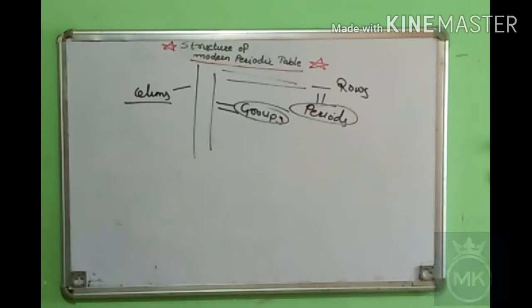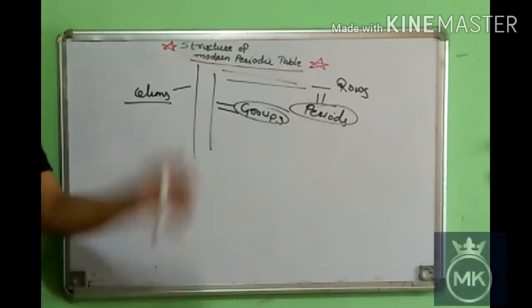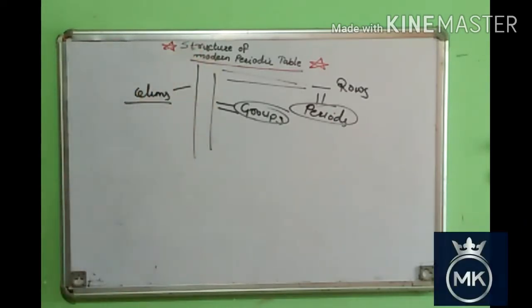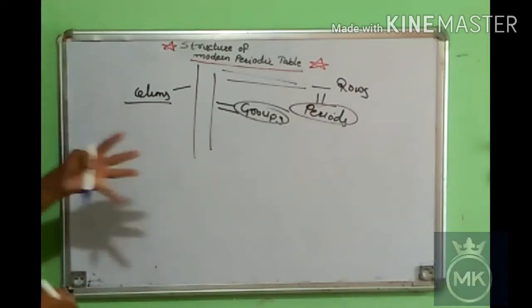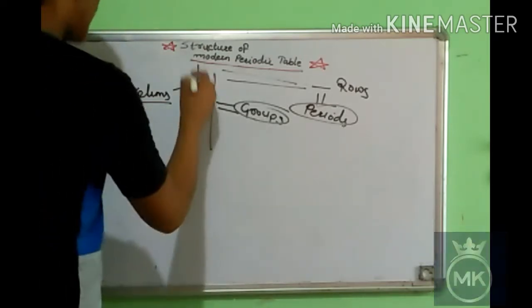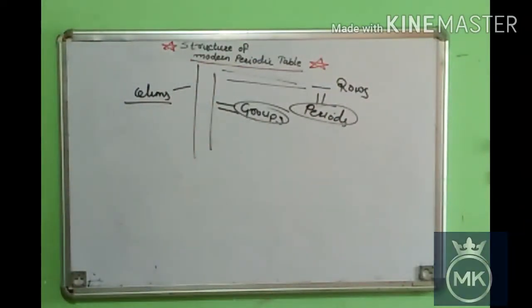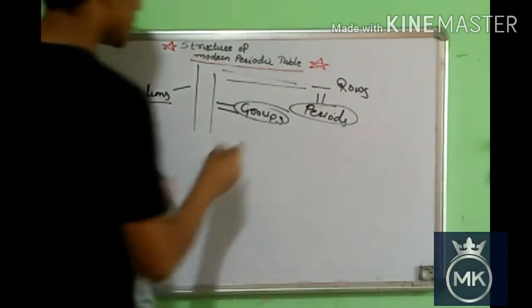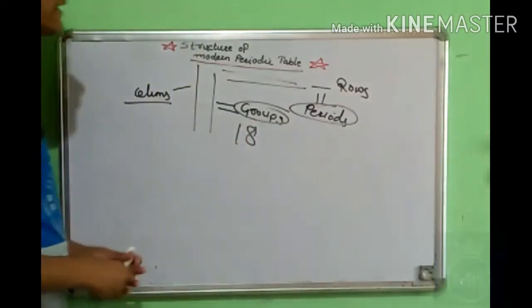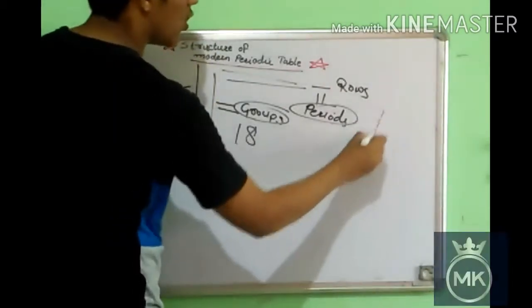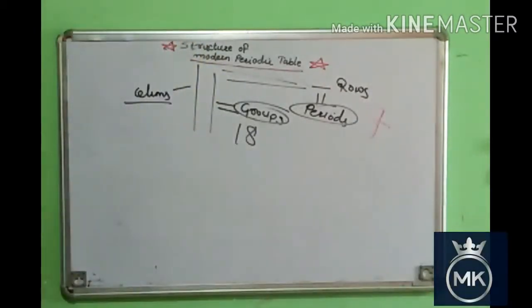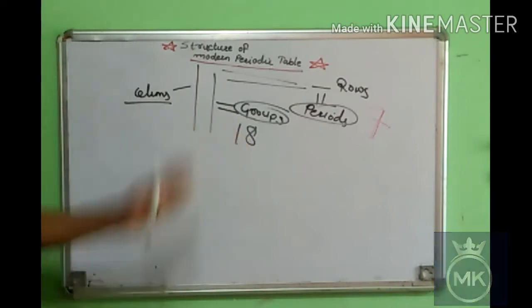So friends, how many groups and how many periods are included in the modern periodic table? The 118 boxes or elements are divided into rows and groups in the modern periodic table. So friends, there are 18 groups in the modern periodic table and there are 7 rows. 7 rows and 18 groups.